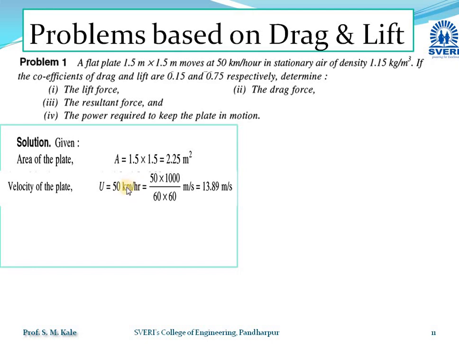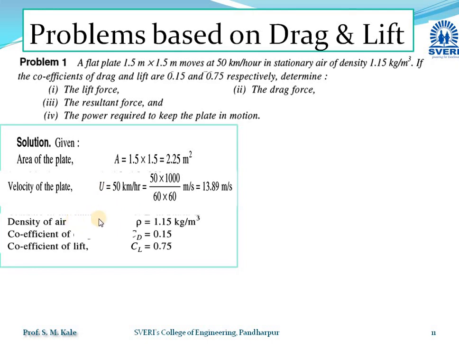So convert that kilometer per hour in terms of meter per second. So multiply 50 by 1000 divided by 60 into 60 to convert that hour in terms of second. So 13.89 meter per second, that is nothing but the velocity of the plate. Then third one, density of air we are knowing 1.15 kg per meter cube. Coefficient of drag CD value is 0.15, coefficient of lift 0.75.